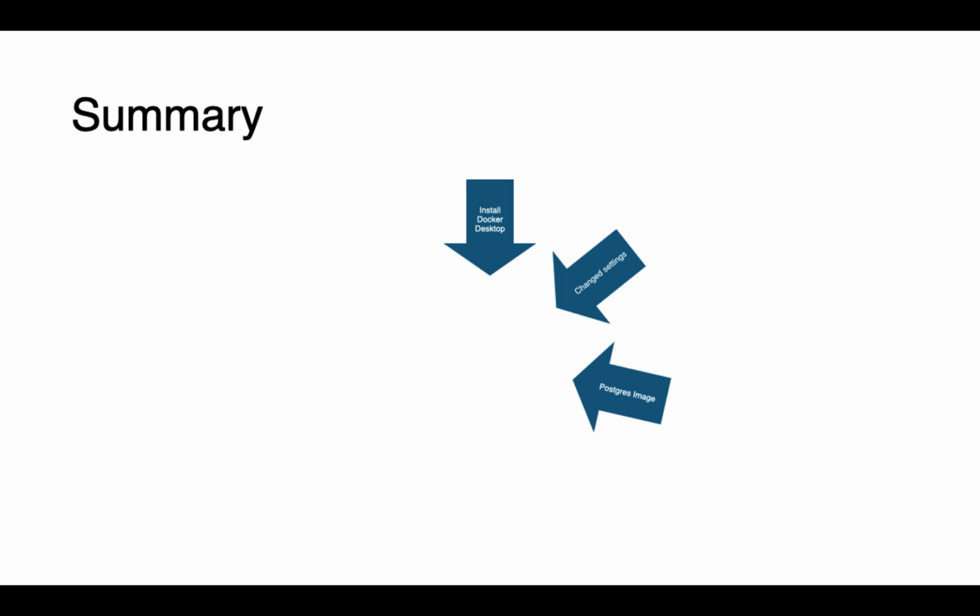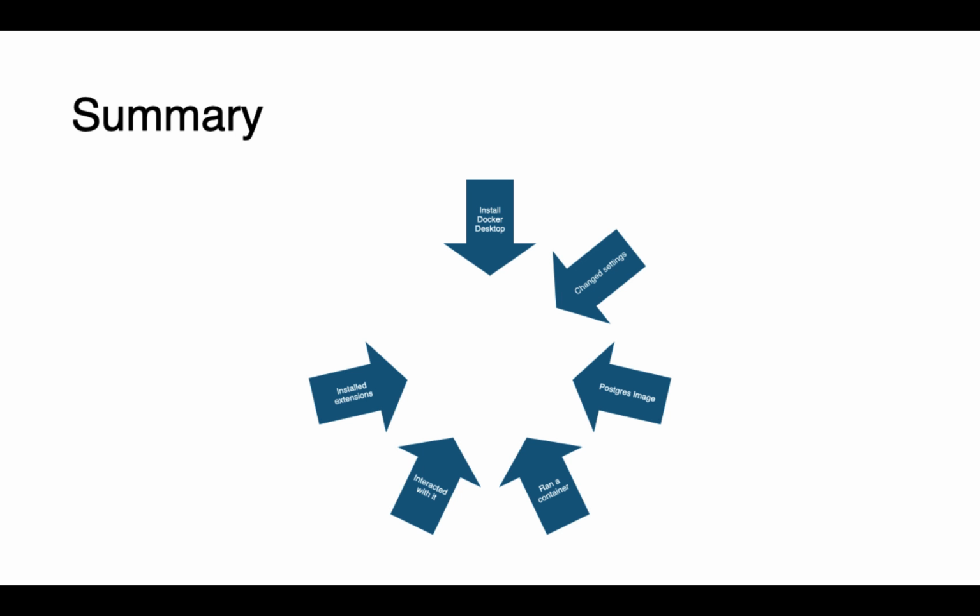In this video we saw how to install Docker Desktop, change its settings, download a Postgres image, run a container instance against it, interact with the running container, browse and install extensions, and finally enable and interact with Kubernetes. Thanks for watching.